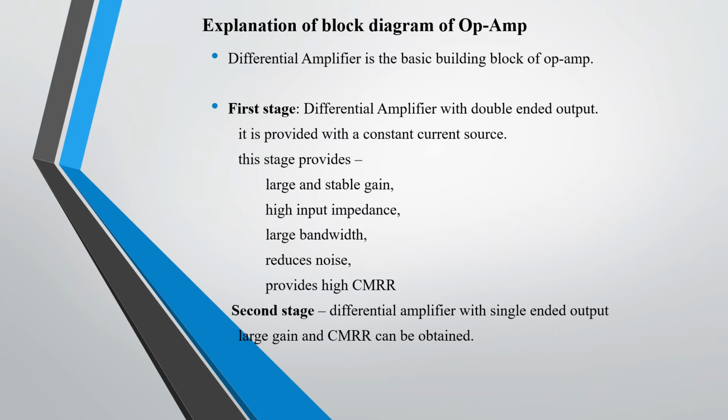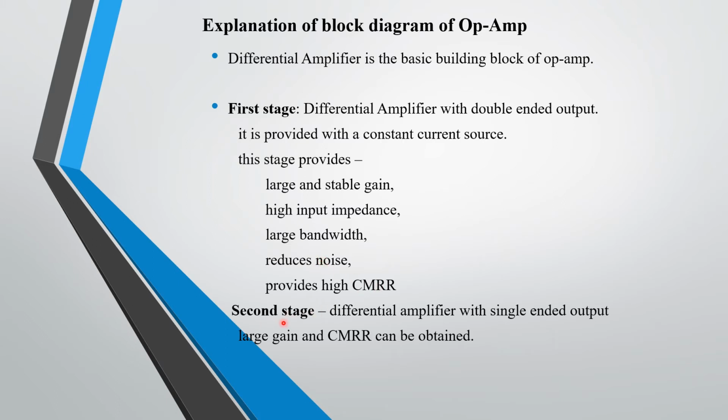As shown in the diagram, the differential amplifier is the basic building block of operational amplifier. Operational amplifier has 2 input terminals and 1 output terminal. The first stage in the operational amplifier is a differential amplifier with double-ended output. This amplifier is provided with constant current source. This stage provides large and stable gain, high CMRR, high input impedance and large bandwidth. It reduces noise as well.